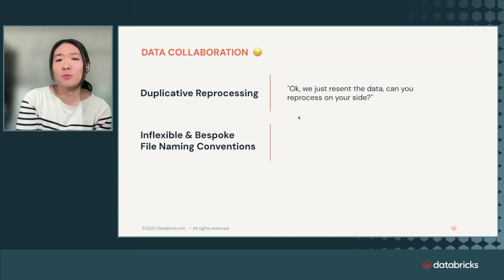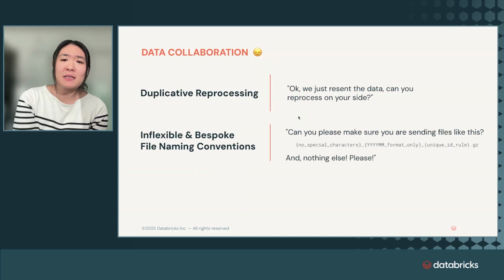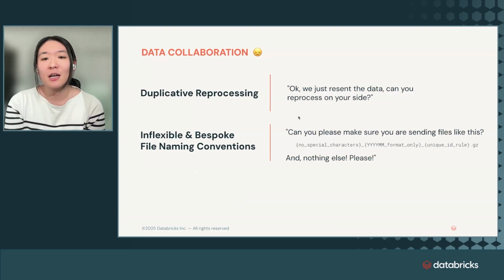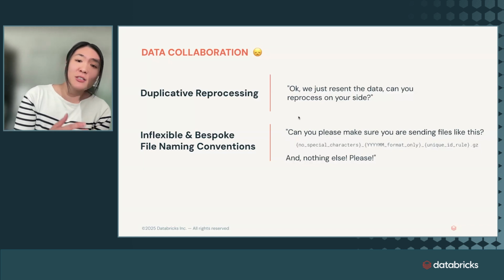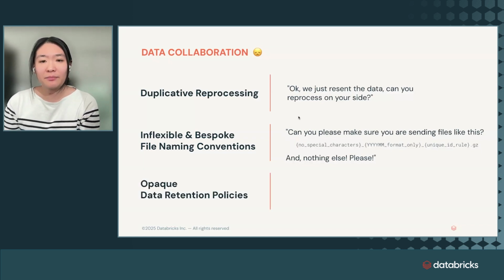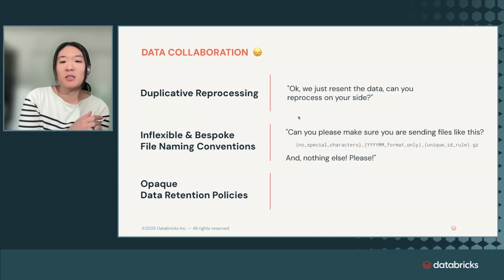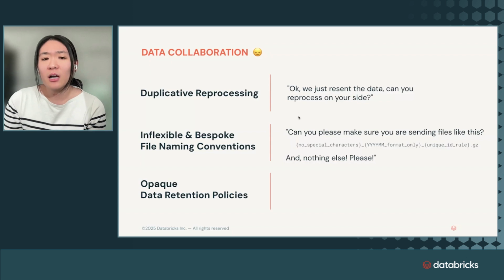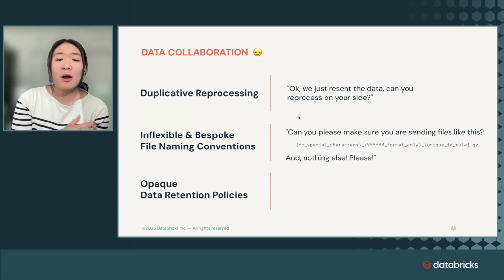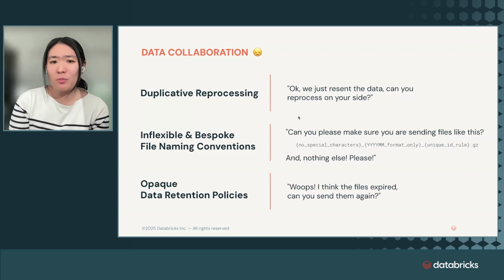There could be inflexible and bespoke file naming conventions, meaning there may be some very specific rules for every partner required so that their bespoke systems know how to process new files or send data. And finally, there could be opaque data retention policies. When data providers and recipients are unclear about each other's cost-saving retention policies or how they are enforced, it can end up feeling like files are being deleted or removed without warning.